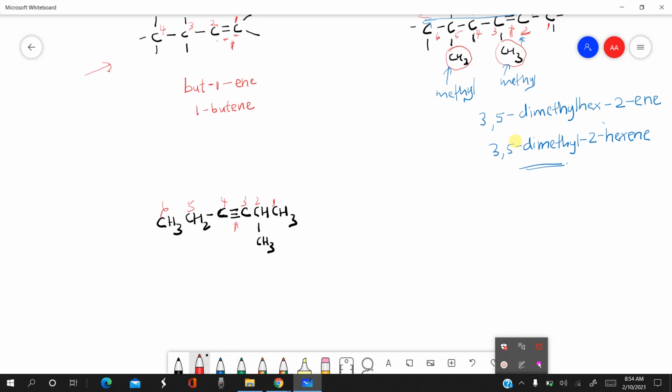Next, naming. This is the only substituent group present. So it's attached to the second carbon, so 2-methyl, and there are 6 carbons, so hex, the main chain, 6 carbons, and there is a triple bond between the third and fourth. The lowest one is third, 3. It's an alkyne, so ine.